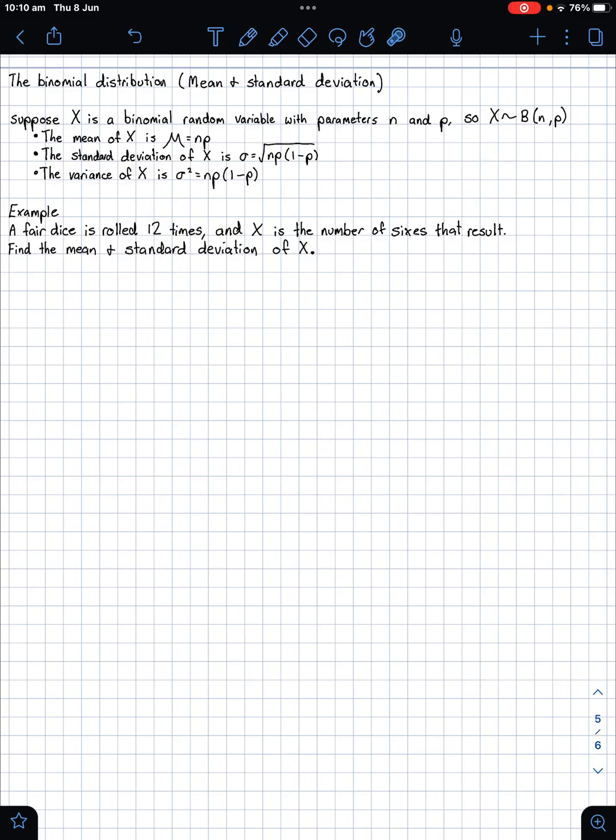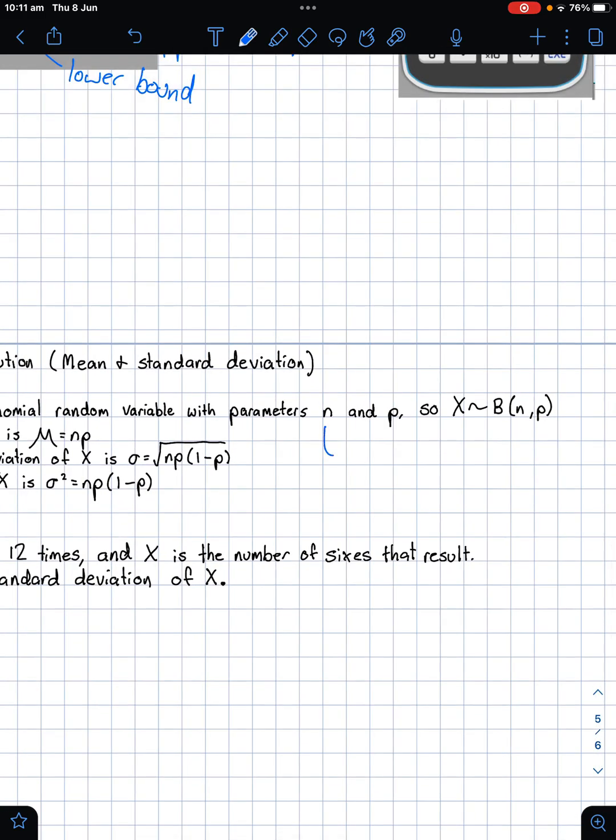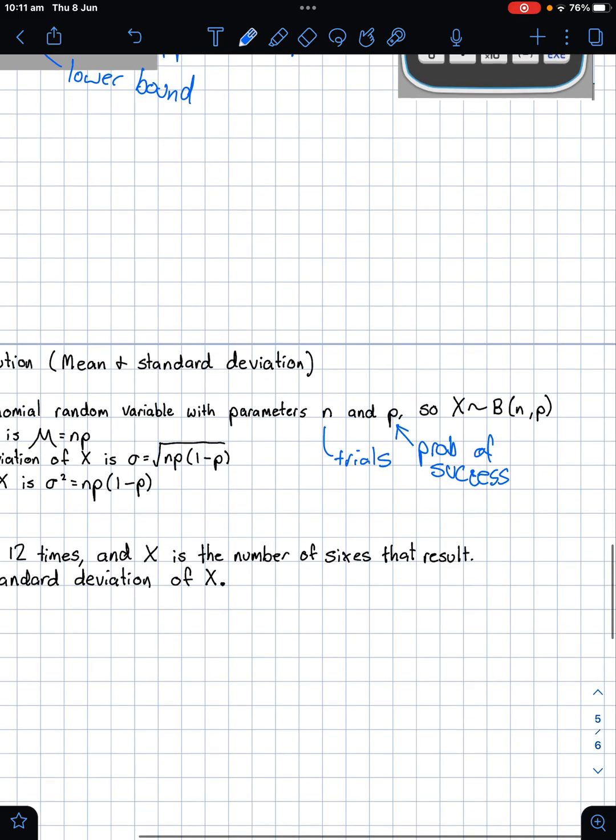All right, the final bit is when we have a binomial distribution, we can actually find the mean and the standard deviation of that distribution. So suppose x is a binomial random variable with parameters n and p. Remember, n is the number of trials, and p is the probability of success.